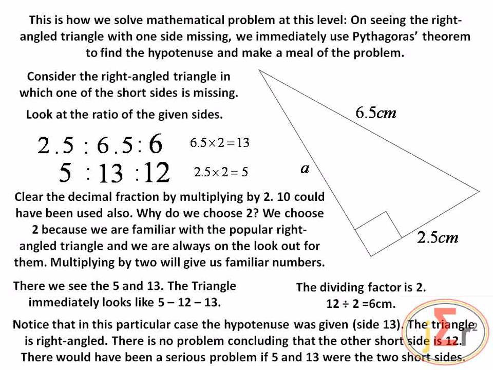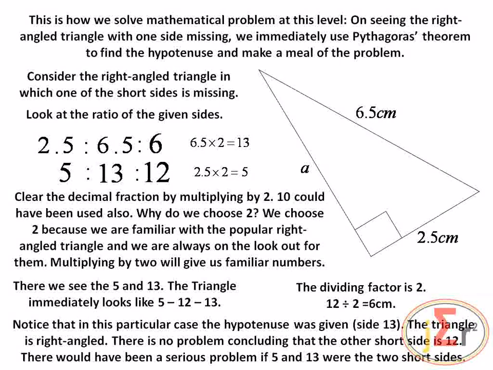Notice that in this particular case, the hypotenuse was given, which is side 13. The triangle is right angled. We are sure because it is said that we have the right angle right here. There is no problem concluding that the other short side is 12. There would have been a serious problem if 5 and 13 were the two short sides. So if what we have right here in this triangle, we have side 5. We know that we are not talking about actually 5, actually 12, actually 13. We are talking about the ratio of the sides.